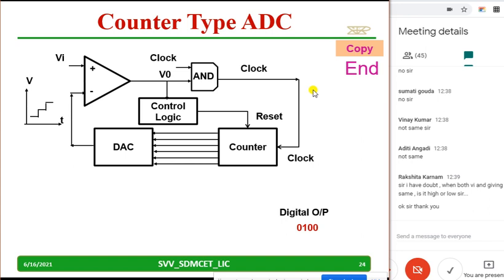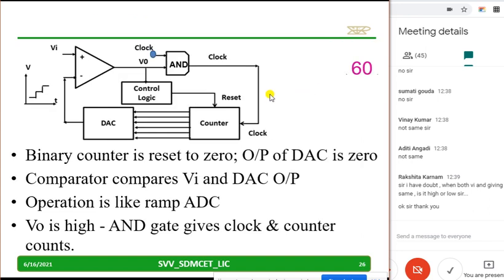Now try to understand. Let us go to the working. See, the binary counter is reset to 0, and the output of the DAC is 0. It is the same as what we have discussed. Now this is high, because I am giving something like 4 volts. This is 0, this is high. When this is high, the clock will reach the counter. The counter starts counting. Very simple. It is the same as what you have discussed.